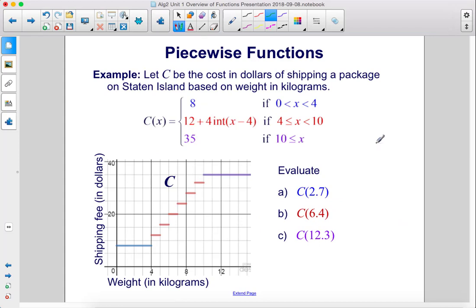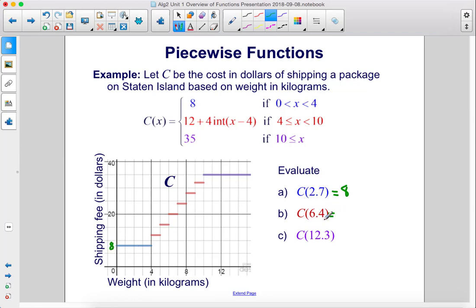Let C be the cost in dollars of shipping a package on Staten Island based on weight in kilograms. Here is our rule. Evaluate C of 2.7. All right, so 2.7 is between 0 and 4, so that will be 8. And we can confirm that by looking at 2.7, which is around here, and yes, this is 8.